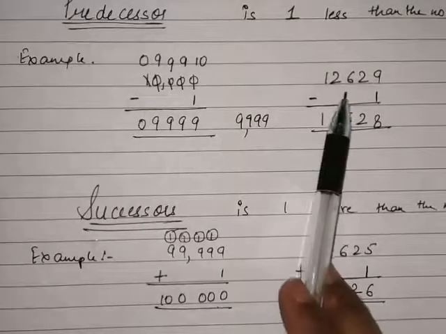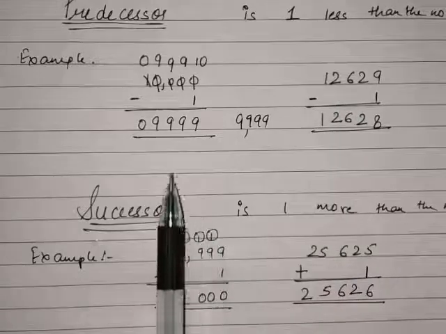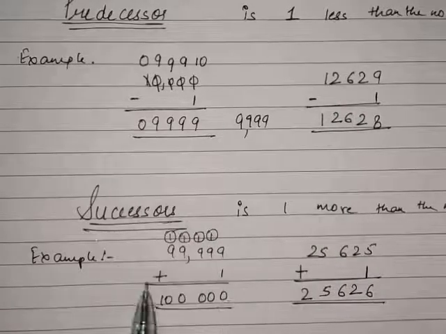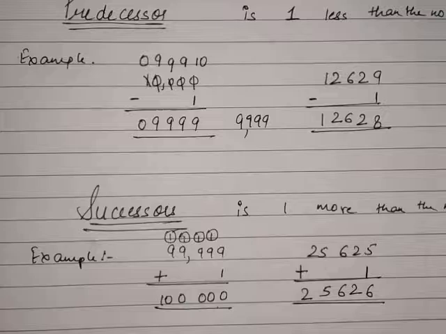See, what was the predecessor? Predecessor is 1 less than the number. How will we get it? By subtracting 1 from the given number. What is the successor? It is 1 more than the number. How will we get it? By adding 1 to the given number.